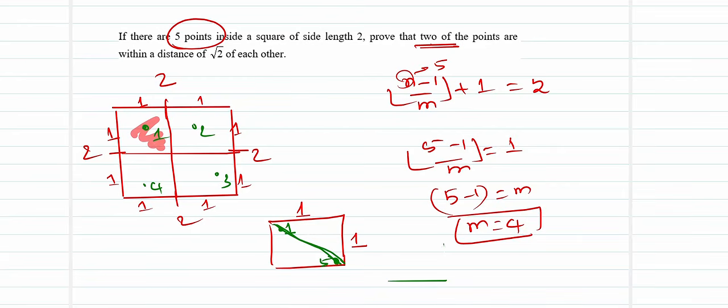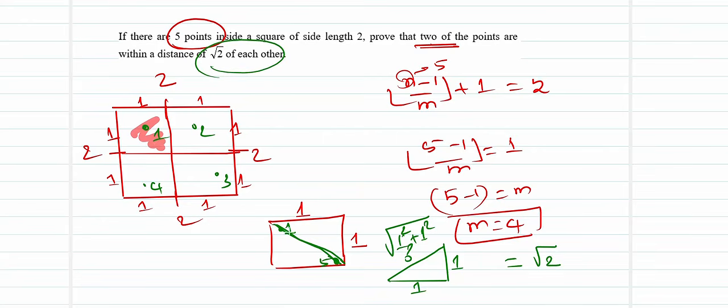For the triangle along the diagonal, what will be the value of the diagonal? This is 1 and 1, so this will be root over 1 squared plus 1 squared using our Pythagoras theorem, and hence this will be equal to root 2. Hence the 2 points placed inside the same box cannot be more than root 2 from each other. The maximum distance can only be root 2 if they are placed in the same box. So that is the concept over here.